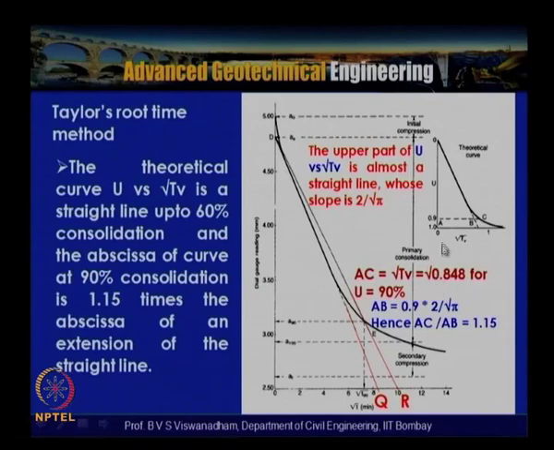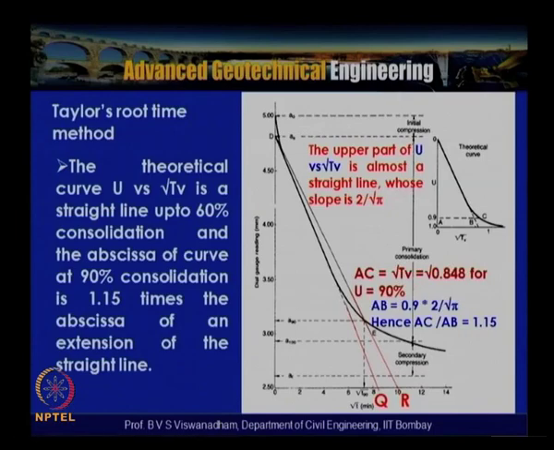So with that, AC by AB is nothing but root 0.848 divided by 0.9 into 2 by root pi, which once we simplify gives AC by AB as 1.15. That means the theoretical curve U versus root T v is a straight line up to 60% consolidation, and the abscissa of the curve at 90% consolidation is 1.15 times the abscissa of the extension of the straight line.